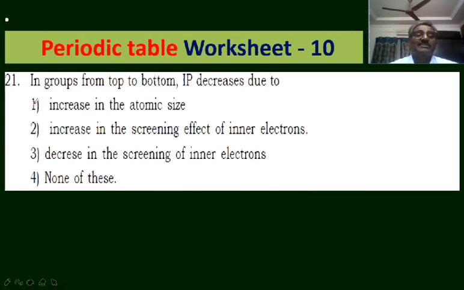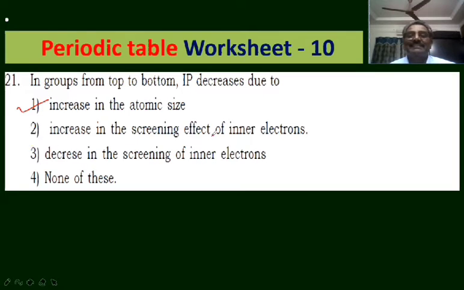Next, 21st question. In groups from top to bottom, ionization potential decreases due to increase in the atomic size. When we move from top to bottom, atomic size increases, the nuclear charge also increases, but increase in size outweighs the effect of increase in nuclear charge. The correct option is increase in atomic size. It is one of the options.